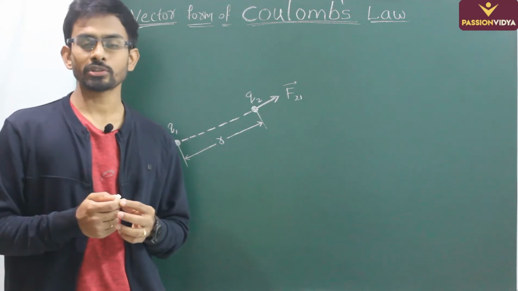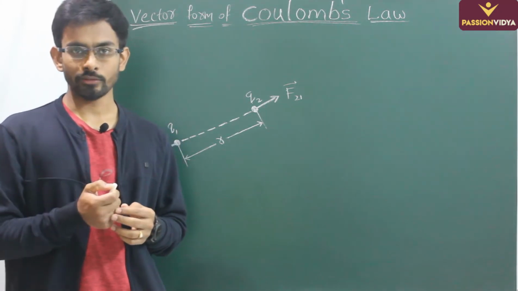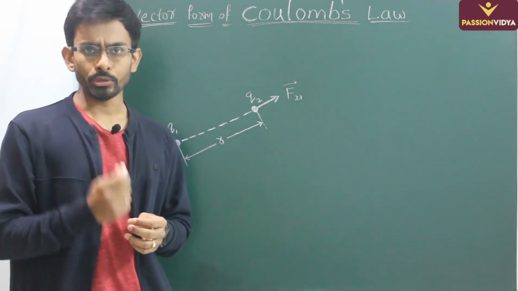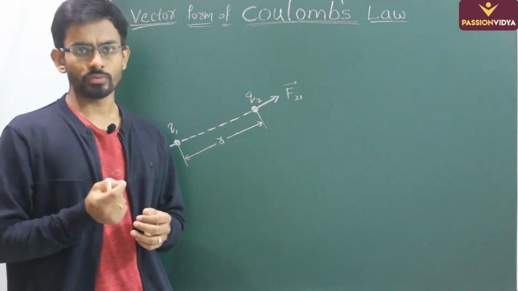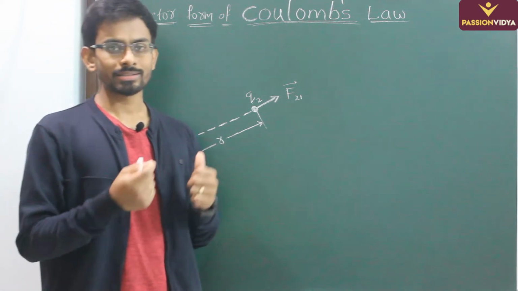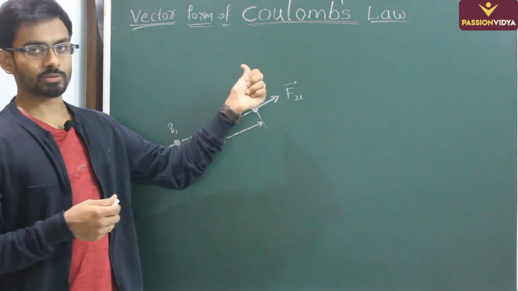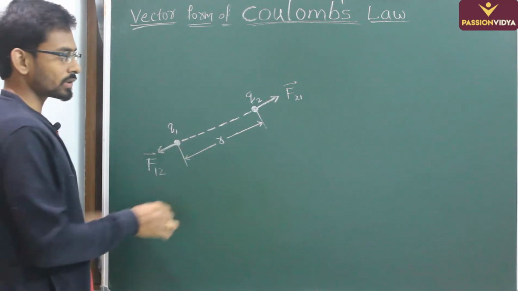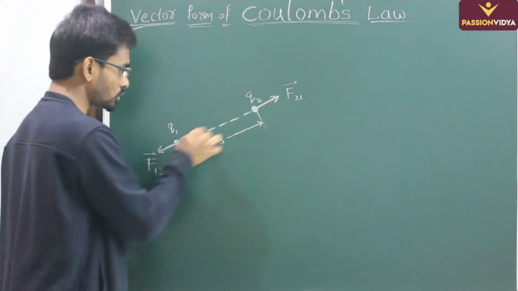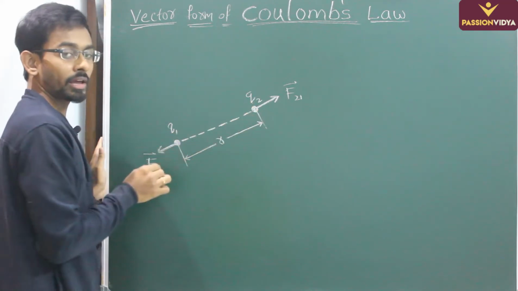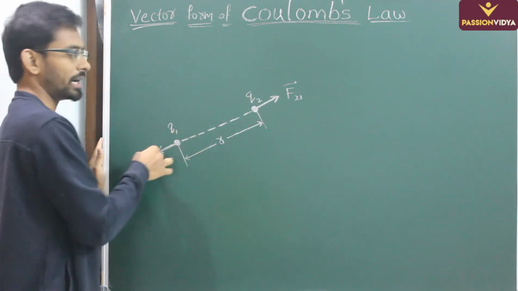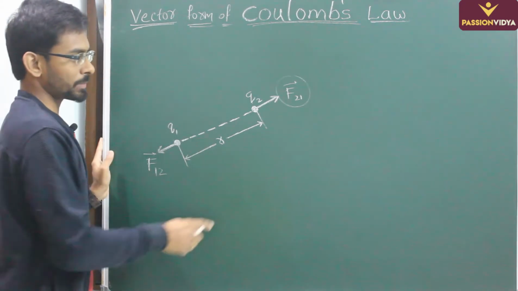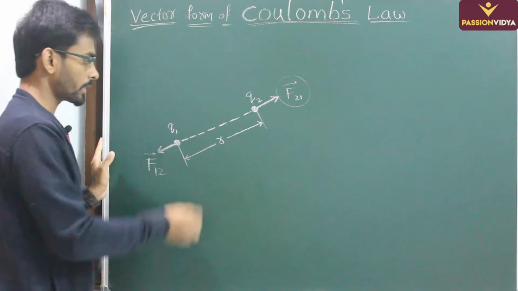So we discussed the expression for magnitude of electrostatic force. But force is a vector quantity, so magnitude alone does not define the force, so we need direction. So let us discuss vector form of Coulomb's law. The electrostatic force between the charges is always along the line joining the charges, and for like charges it is repulsive and for unlike charges it will be attractive.